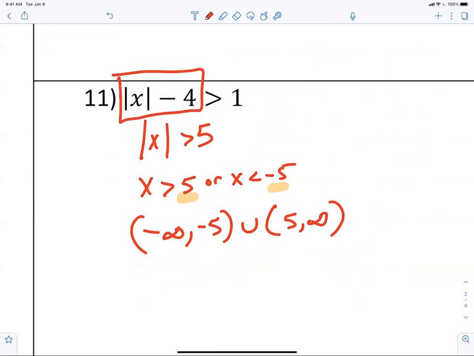No, because what's in the way? -4. So what do I do to the -4? Bring it up to... And what's that become? 5. And now I write it as -5. Now you with me, right? All right, isolate the absolute value first.